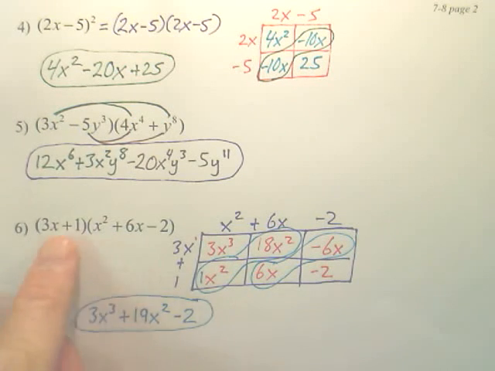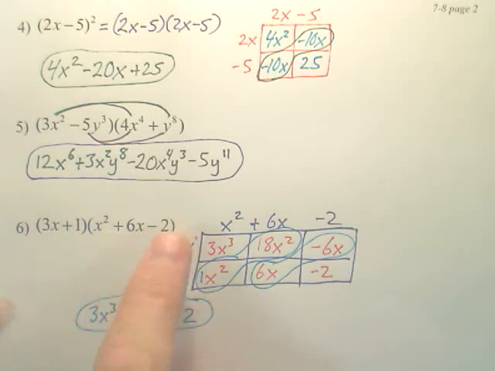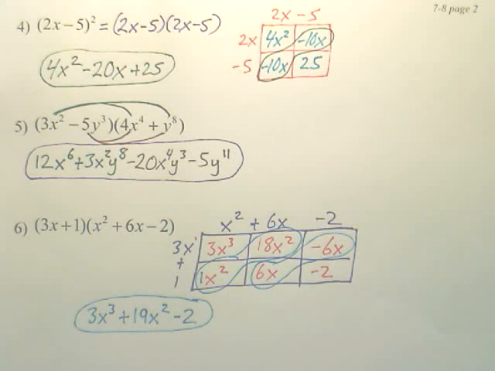You could also do this problem by doing a FOIL method, except you FOIL this number by all 3 and then FOIL this number by all 3. It gets kind of big. I kind of like the box ones, a bigger problem like this.